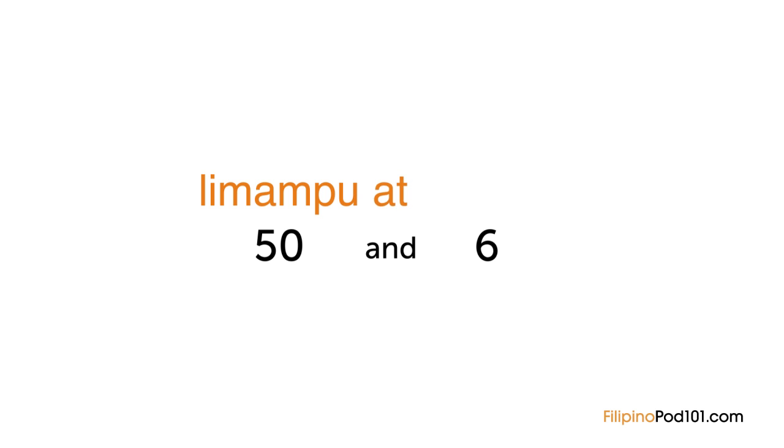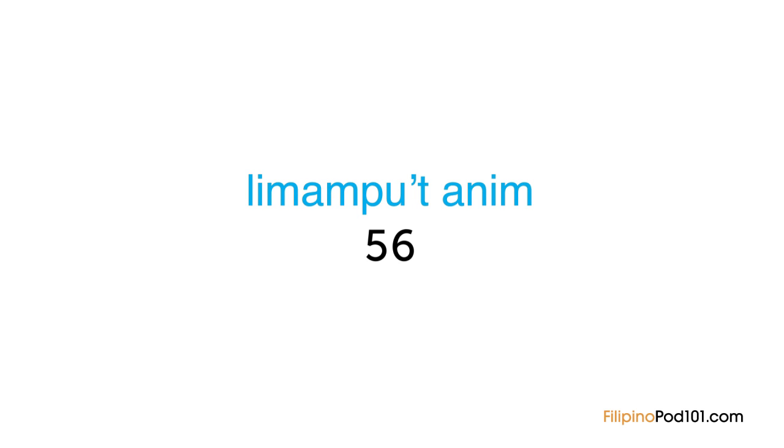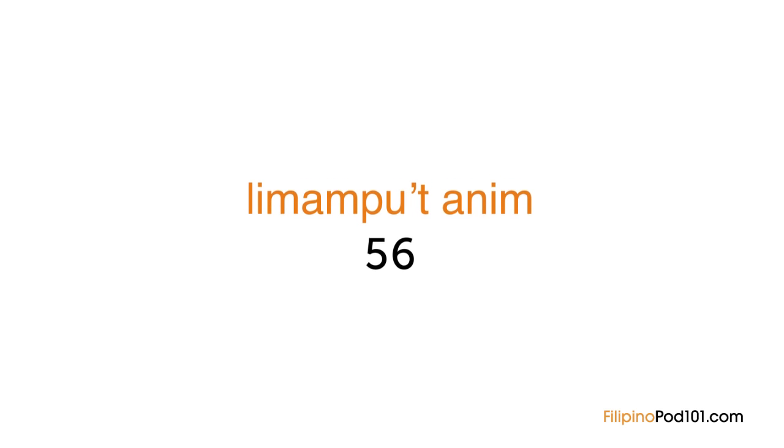Are you ready to try making compound numbers out of the numbers we've learned? I promise it's easier. How would you say 56 in Filipino? Let's take it step by step. 50 is 50. Just add and, at, in its contracted form, and then 6, anim. So it will be 56. Done! Isn't that easy? Let's try another number.